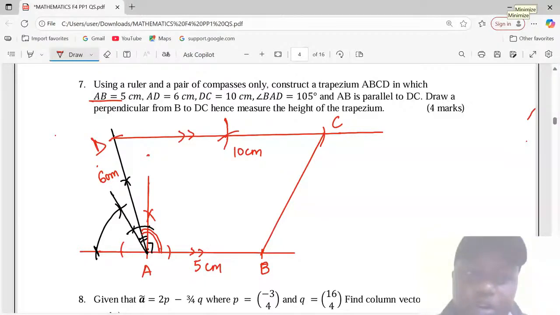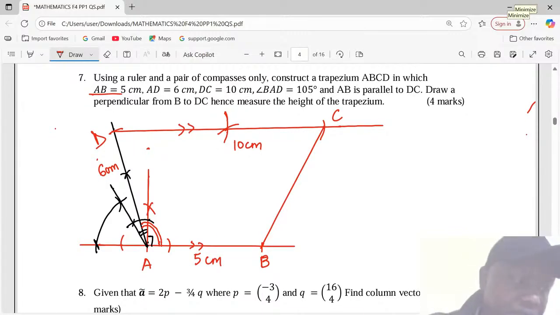Draw a perpendicular from point B. We draw a perpendicular from point B to DC and hence measure the height of the trapezium. Let's get to the drawing of this perpendicular. To draw a perpendicular from a certain point to a given line, this is how you're supposed to proceed. I want to give you a very clear procedure. Just stand at B, and make an arc to DC like that.